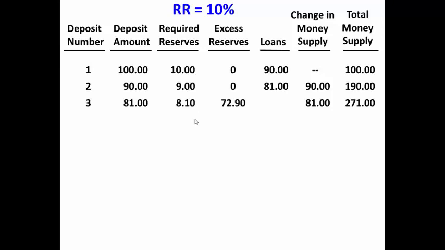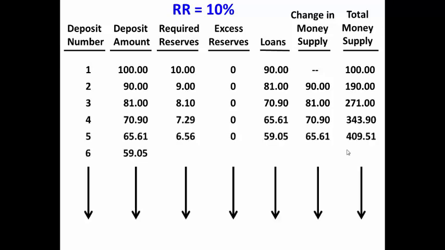That means it has $72.90 in excess reserves. If the bank doesn't lend these excess reserves, then nothing happens to the money supply. If the bank lends these excess reserves, then it has no more excess reserves, but because it made a loan and wrote a check to somebody, we know that there's a change in the money supply of $72.90 for a total of $343.90. This process continues, and the money supply increases whenever banks make loans.